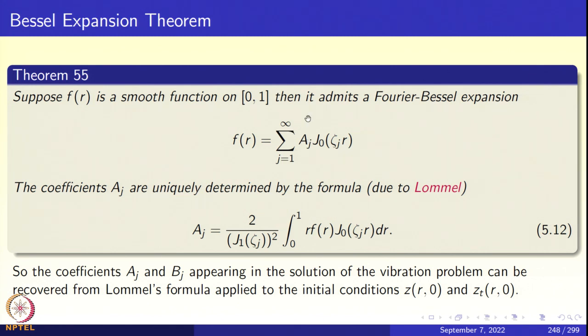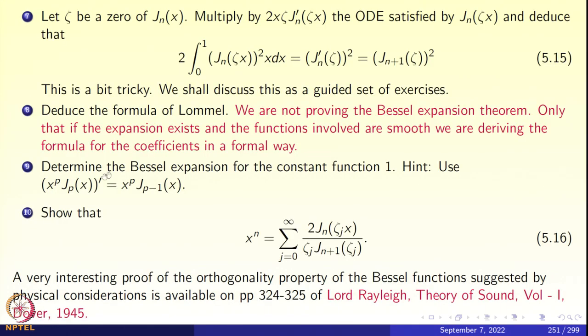Here, we are not going to prove the validity of this expansion. What we are going to do is assume that this holds and proceed formally with the calculation. That's what I mean when I say prove the formula of Lommel or deduce the formula of Lommel: proceed formally and use the two previous exercises. Then you need the two identities that we derived in chapter 1, the two identities for Bessel's functions, one involving p and the other involving minus p here. And there is a next exercise of expanding x to the power n as a Bessel series. And this I can leave it to you to work out.